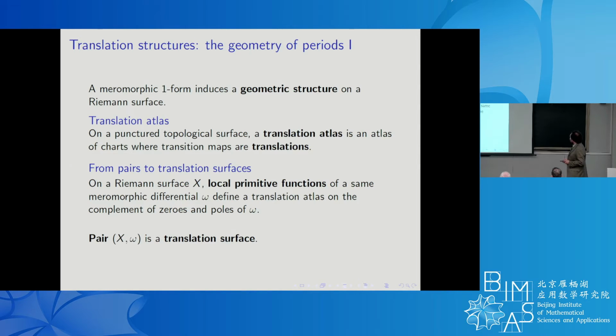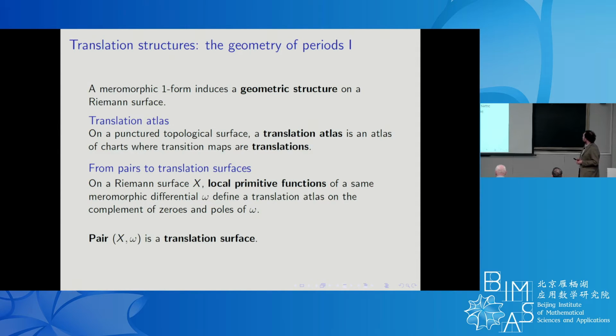Indeed, when you decorate a Riemann surface with a meromorphic one-form, on each open set that is disjoint from the zeros and poles of the differential, it defines local primitives. And these local primitives are well defined up to addition of a constant. Algebraically, addition of a constant complex number is exactly the same thing geometrically as a translation in the complex domain. In other words, local primitive functions of a given meromorphic differential on a Riemann surface define an atlas of local coordinates where transition maps are translations.